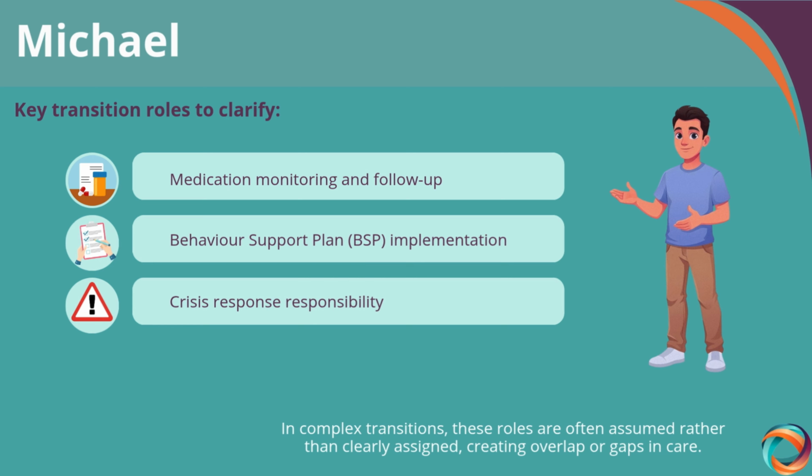In complex transitions like these, roles are often assumed rather than explicitly assigned, which can result in overlap, gaps in care, or uncertainty about who is accountable in real time. Michael's journey reinforces the importance of making role definition an explicit part of transition planning, rather than something left to interpretation at discharge.